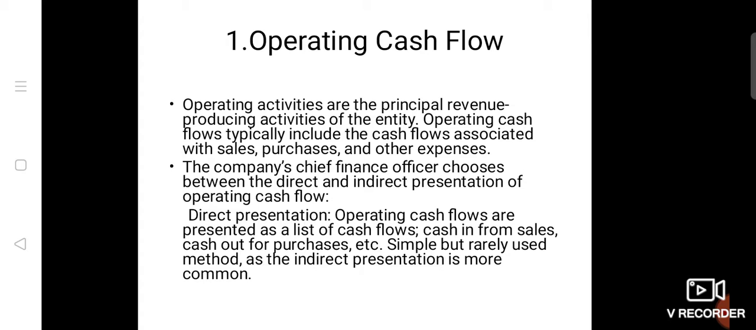Then the company's chief finance officer chooses between the direct and indirect presentation of operating cash flow. That means operating cash flow can be calculated in mainly two ways: one is direct presentation and the other is indirect presentation.